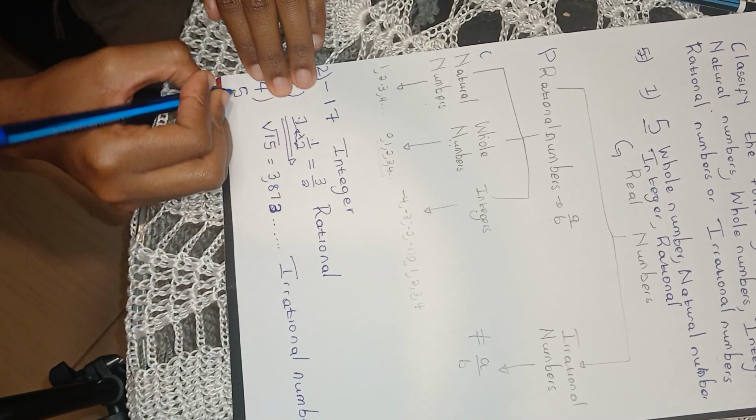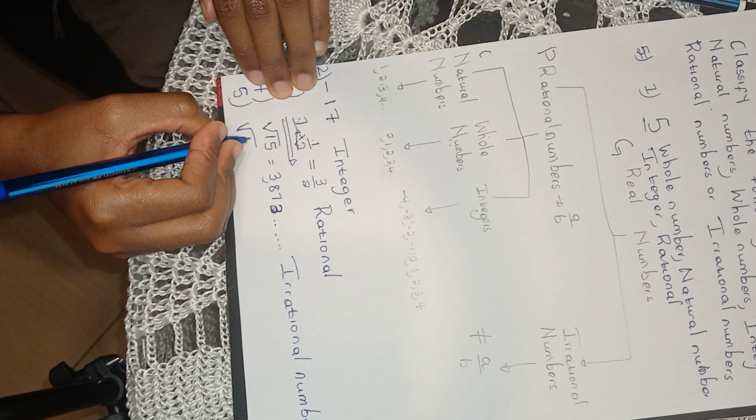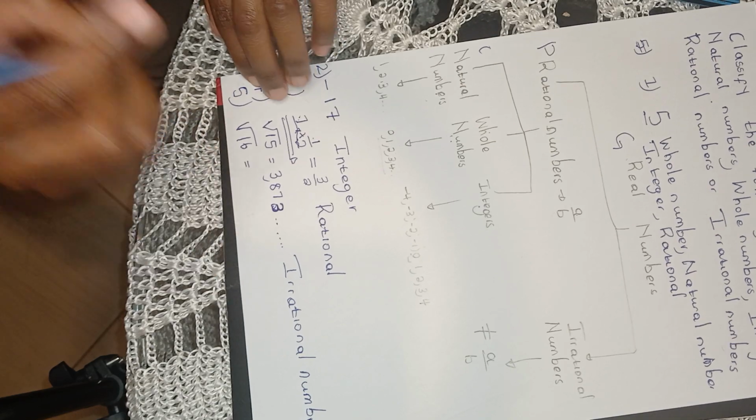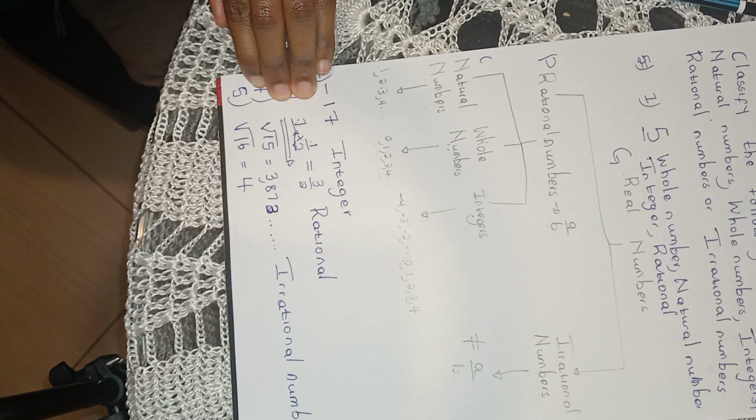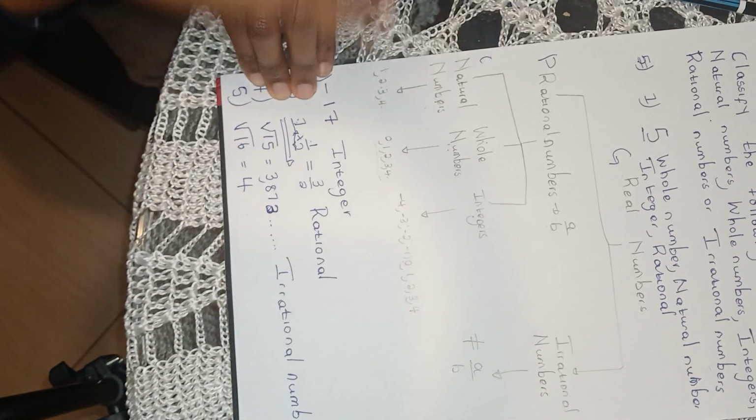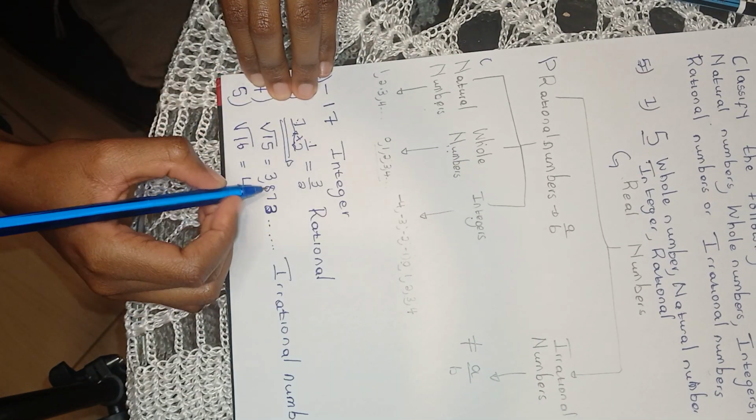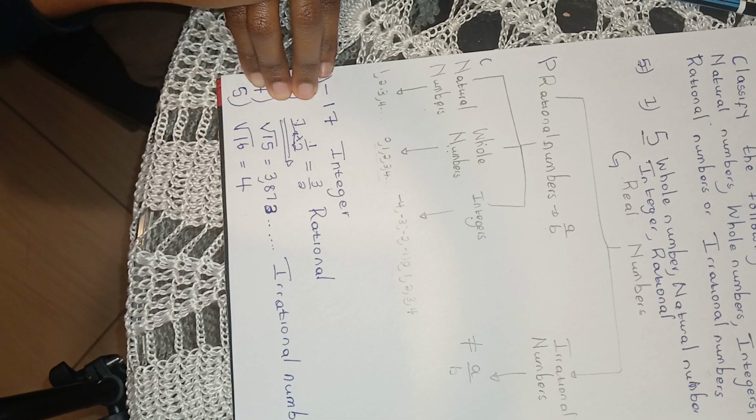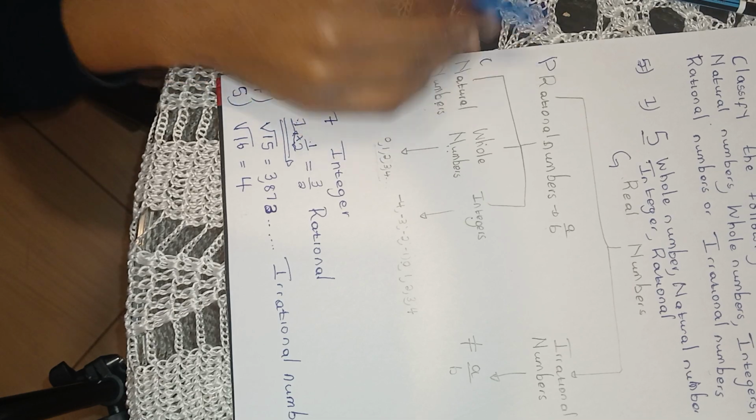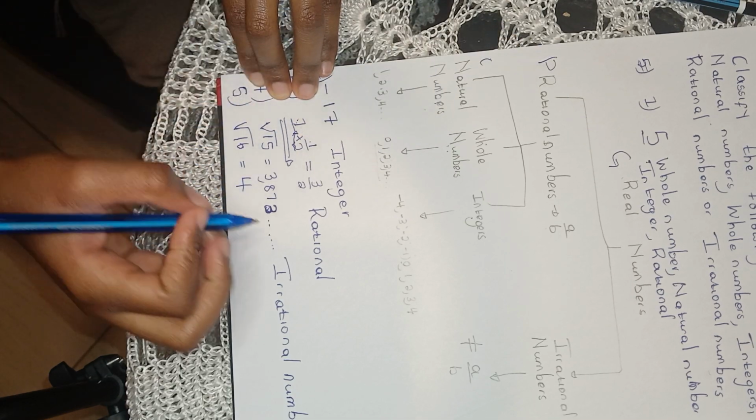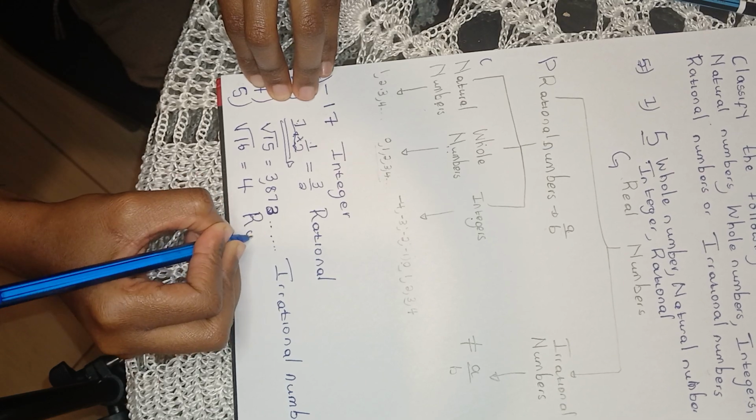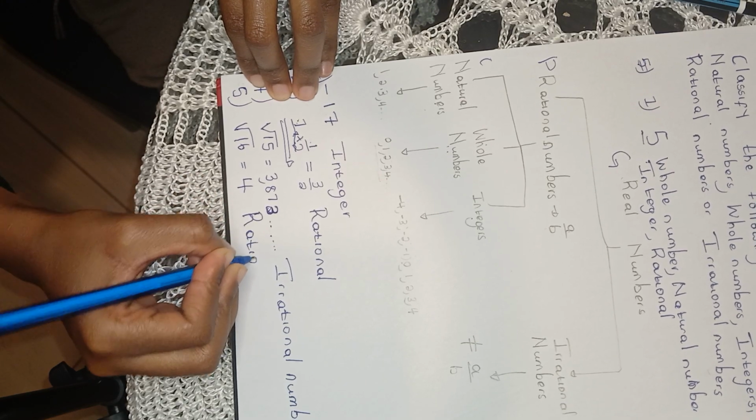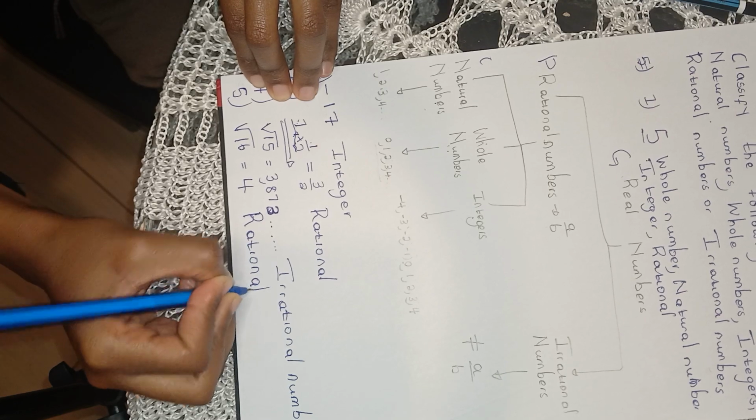And then the last one, number 5, we have the square root of 16. If you punch square root of 16 in your calculator, it gives you 4. All right. Is it an irrational number? No, because it does not give us a non-recurring decimal. Is it a rational number? Yes, because it gives us a recurring decimal. It is a rational number.